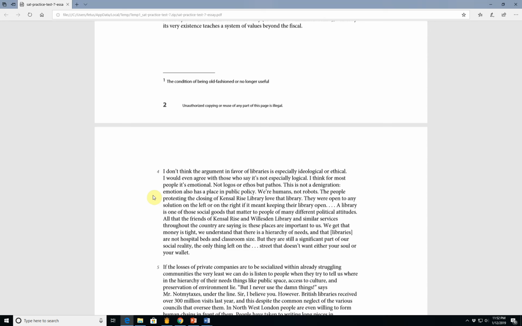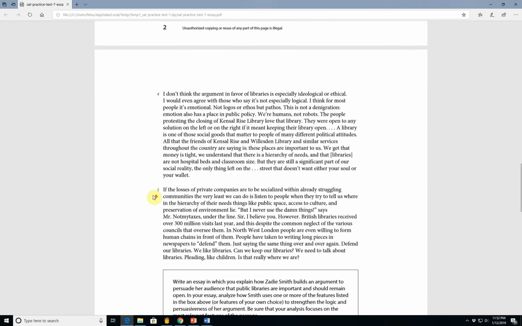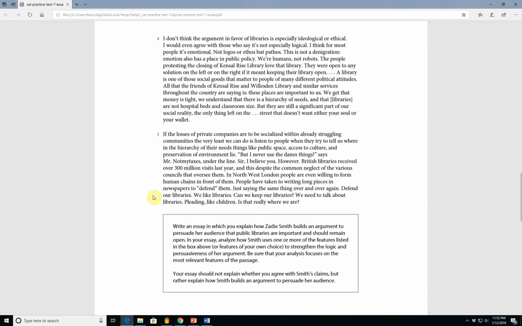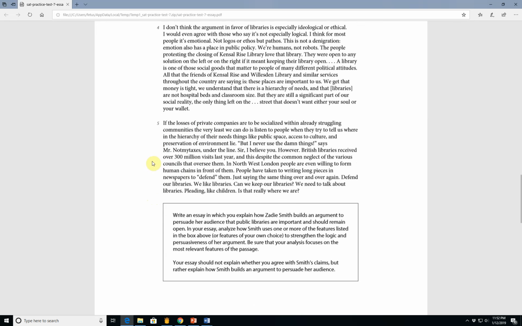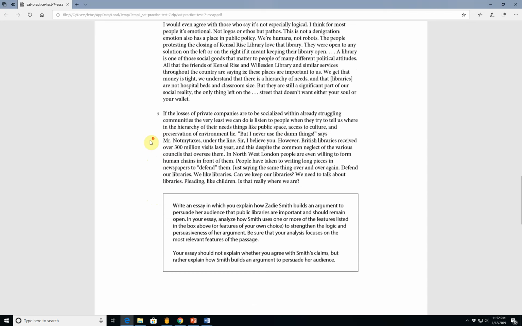So, social goods. There we get money is tight. We understand there's a hierarchy of needs. We understand a library is not hospital beds and classroom size, but there's still a significant amount. The only thing left on the street doesn't want your soul or your wallet. The losses of private companies are re-socialized onto already struggling communities. The very least we can do is listen to people when they try to tell us where in the hierarchy of needs their access falls. Okay. But I never use the damn thing, says Mr. Not My Taxes under the line. Sir, I believe you.